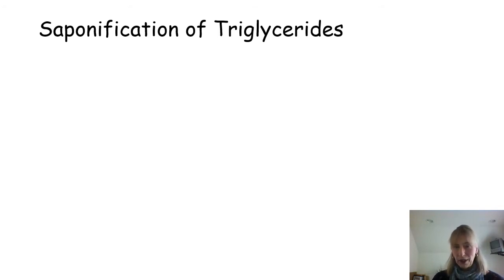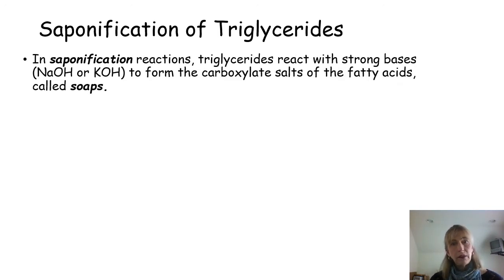Saponification of triglycerides. In saponification reactions, remember what they were. All they are is a hydrolysis, but a hydrolysis where rather than having an acid catalyst, we use base. So in saponification reactions, what's going to happen to our triglyceride? Our triglyceride is going to be reacted with a strong base: sodium hydroxide, potassium hydroxide. What forms? Something different happened, if you recall. We didn't get back the carboxylic acid, we got back the carboxylate salt. And that's the same thing we're going to see here. We're going to see the carboxylate salts of the fatty acids. And when you get a carboxylate salt of a fatty acid, they are called soaps.